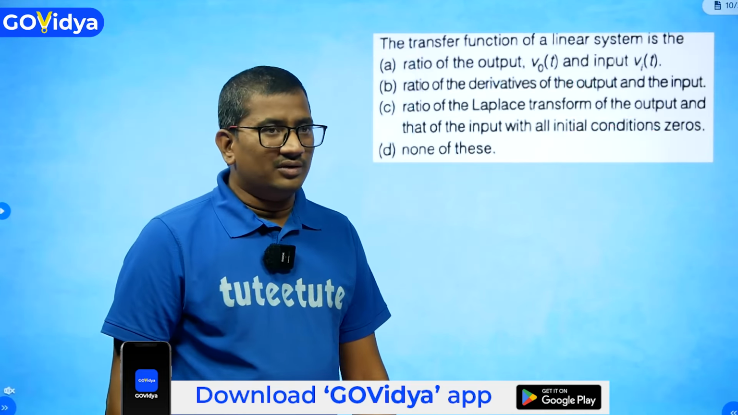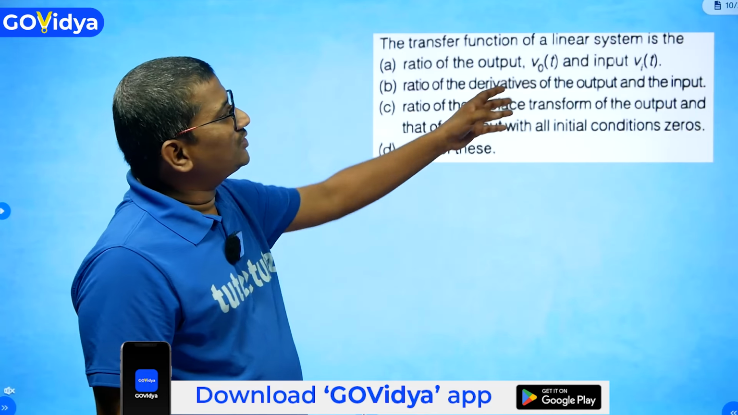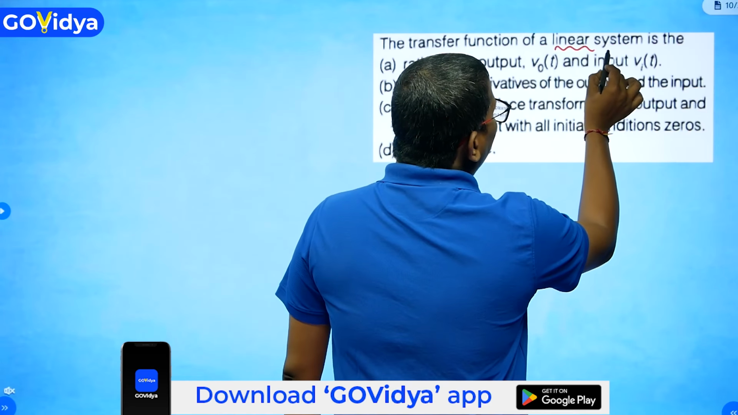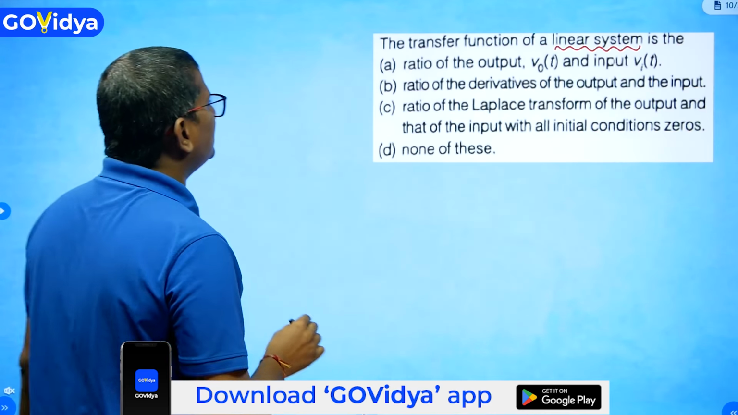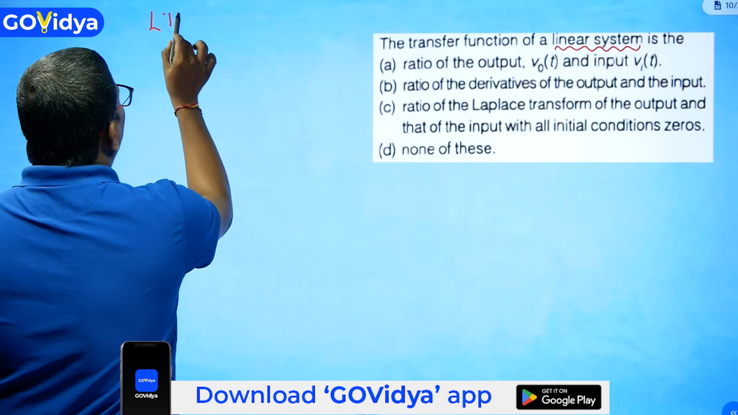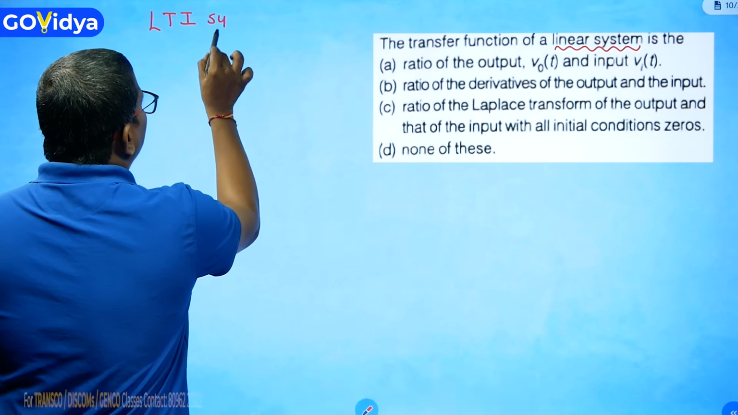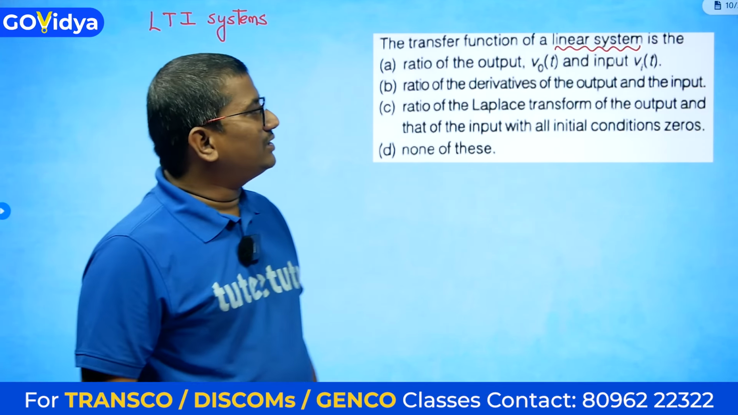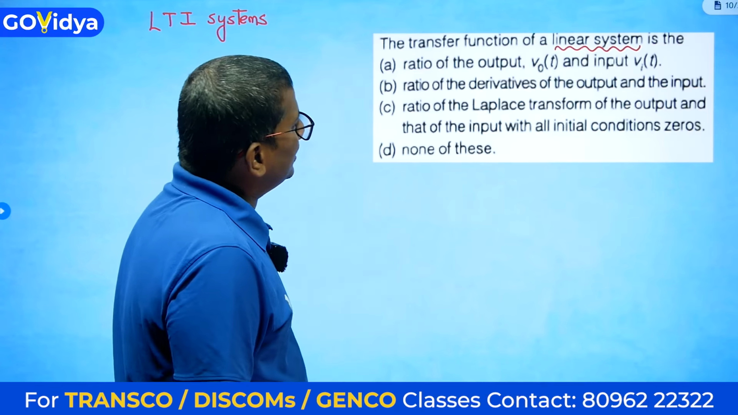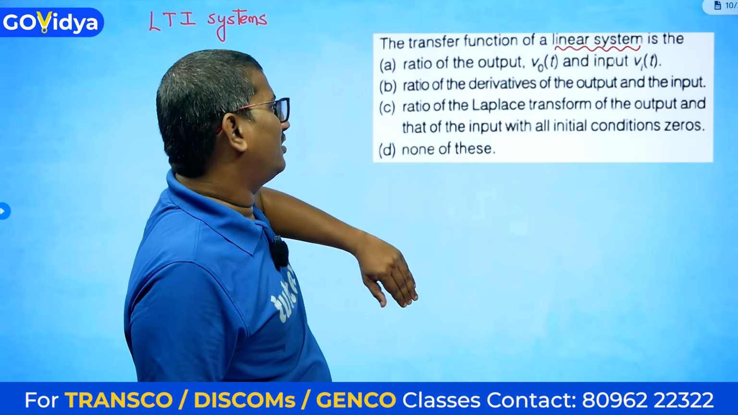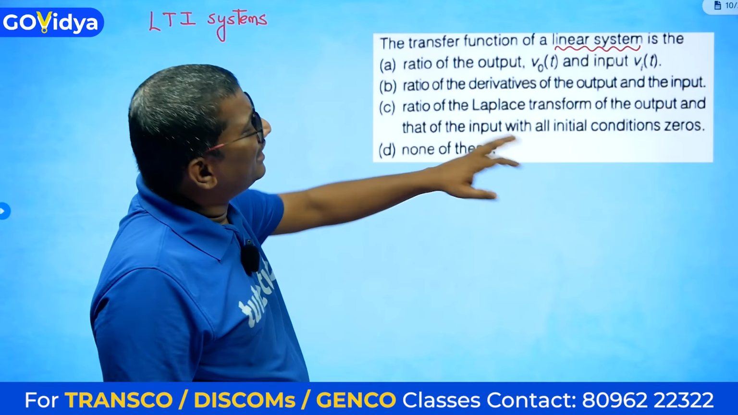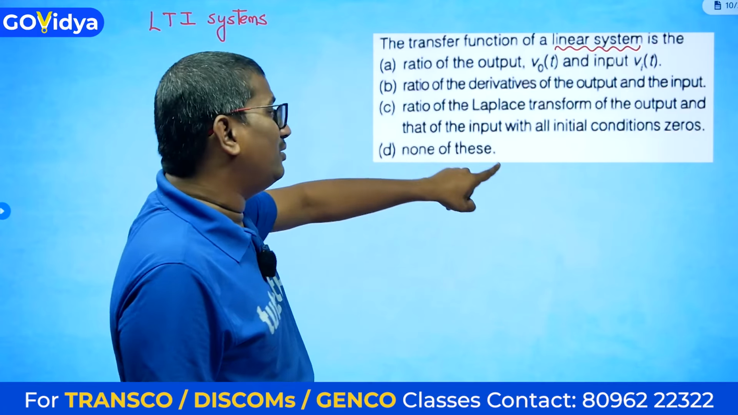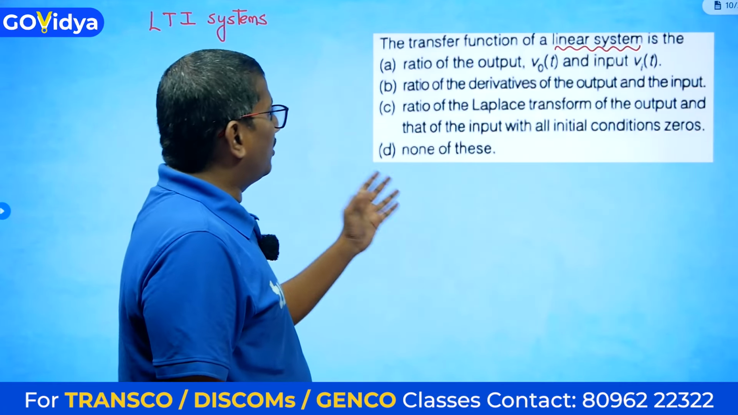So this is one of the common questions which generally we can expect. The transfer function of a linear system is. So here he used a word called linear system. So don't get confused about it. Most of our systems are LTI systems only. Okay. So what is generally the transfer function of a system? It is defined as a ratio of output by input, or the ratio of Laplace transforms of the output and that of the input, with initial conditions 0.